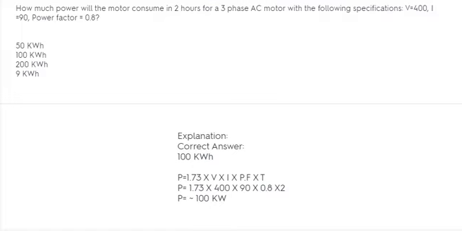Explanation. Correct answer: 100 kWh. P equals 1.73 x V x I x PF x T. P equals 1.73 x 400 x 90 x 0.8 x 2. P equals 100 kWh.